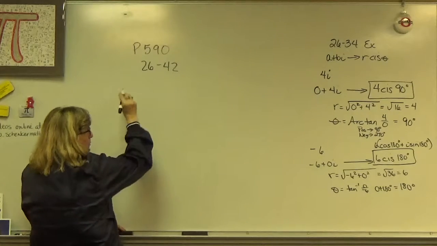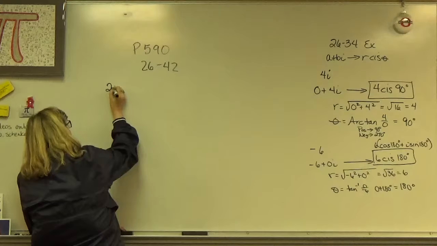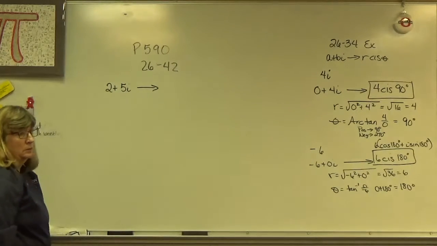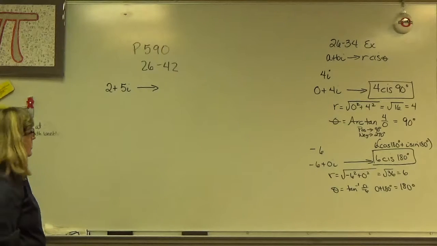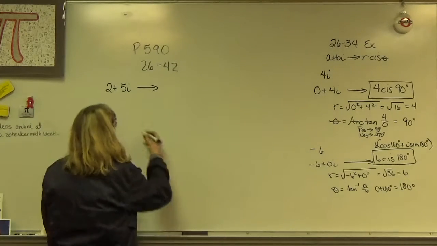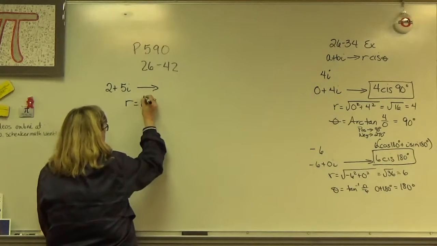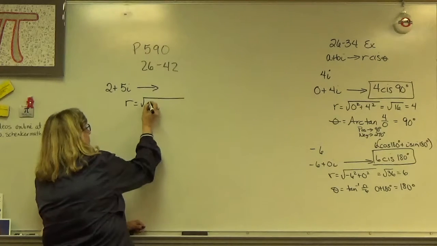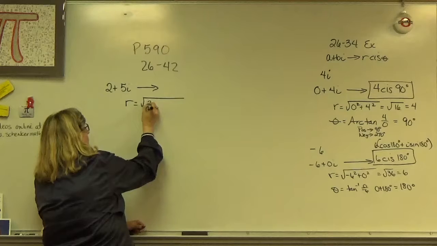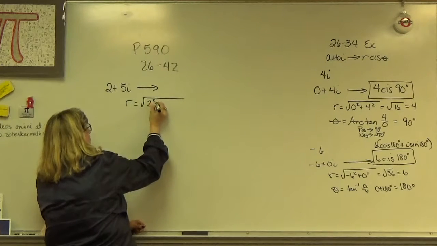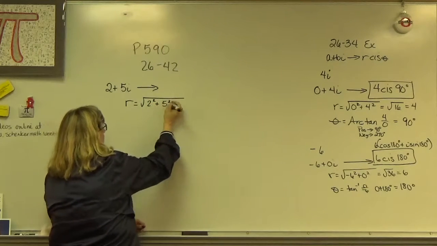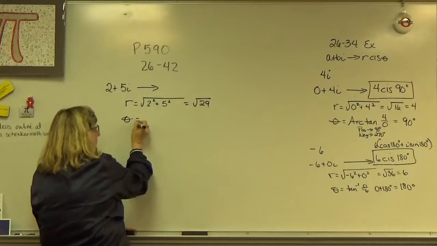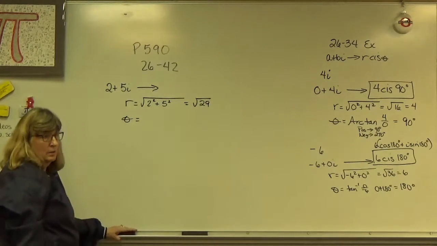Okay, now I'm going to add numbers in both positions. Let's go 2 plus 5i. We did all the specialties first. So 2 plus 5i, I want to find r. So let's see, Taylor, what would my r be? Square root of 2 squared plus 5 squared, so 4 plus 25. So 29? Okay.